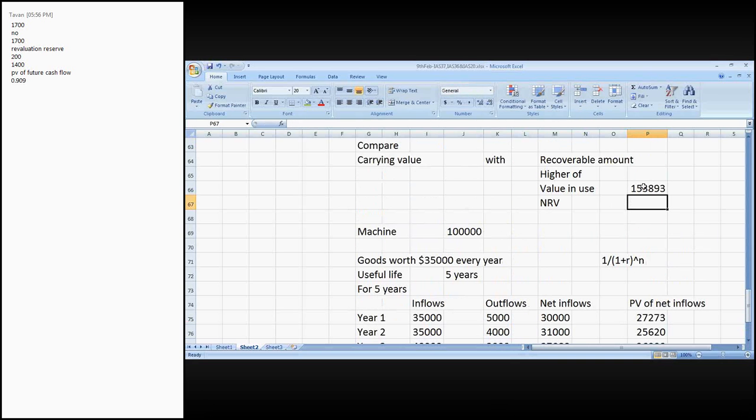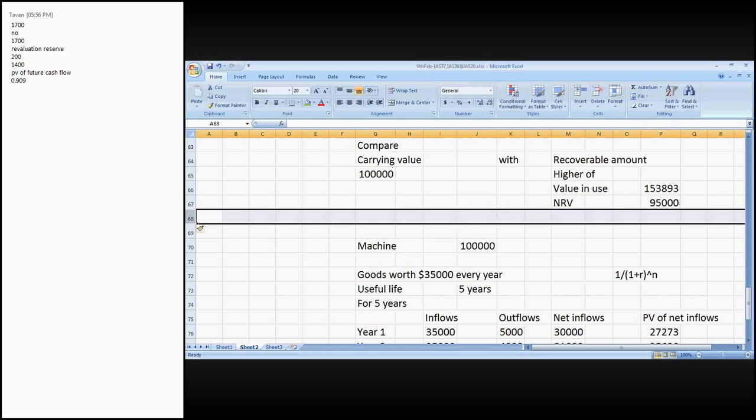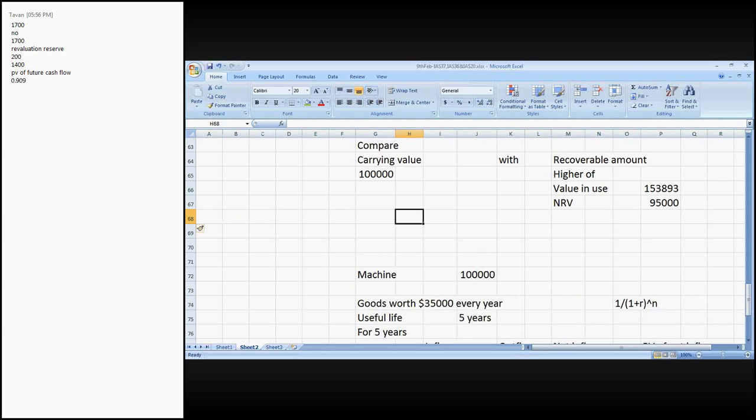And net realizable value: the carrying value of this asset is 100,000. Net realizable value of the asset is suppose 95,000. How much is the recoverable amount? Higher of value in use and net realizable value. I'll compare 100,000 with 153,893. That means the asset has suffered no impairment. I cannot take this asset, I bought this asset at 100,000. Can I record it at 153,893?